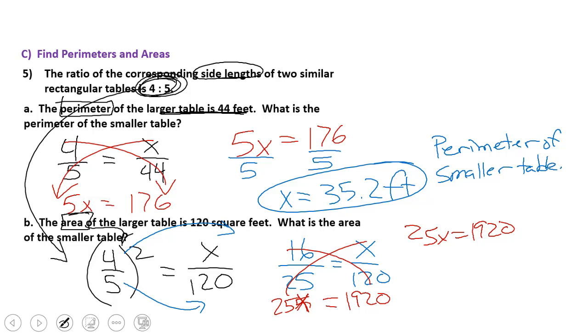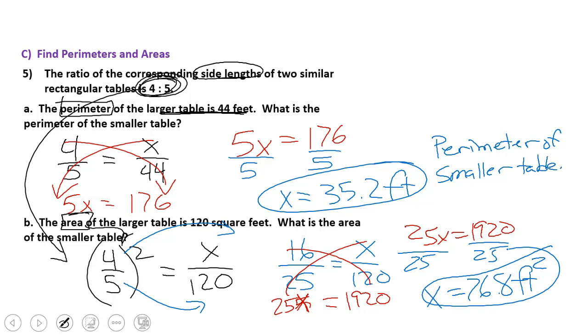If I want to do the inverse of multiplying by 25, I divide by 25 to keep it balanced. It's both sides. So x is equal to 76.8 feet. And of course, we're talking area, so that's feet squared. And this is what? Area of smaller table. Makes sense because 76 is less than 120.